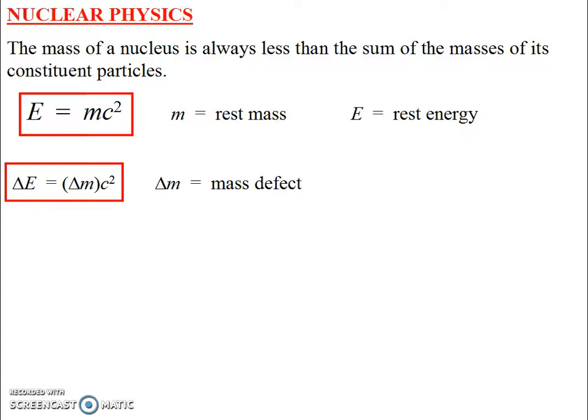Do you all know what a defect is? When something is defective, it doesn't work. It's flawed in some way. That's the idea: there's this flaw, this discrepancy in the masses. Some mass has been lost, if you want to think of it that way. Delta E is what's known as the binding energy: when these particles come together, they are now bound together.